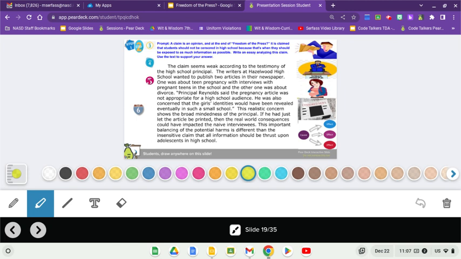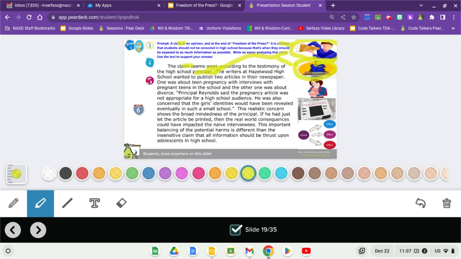The claim, there's that word claim, right? Which is also up here so many times in the prompt. The claim seems weak according to the testimony of the high school principal. All right. So already we've got a high school principal over here. Okay. And we've got someone shouting out an opinion. That's a claim. So we've got them both right here. I'm going to draw a little line, the high school principal to there.